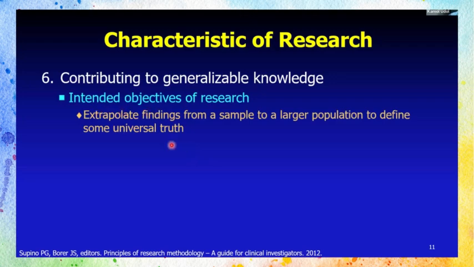So this is the intended objective of research. For any research, we need to extrapolate findings from a sample to a larger population to define some universal truth. So we don't stop just at the sample. We need to infer to the population. For a quality improvement project, we stop just at that sample. We know the answer, we know how to solve the problem in that particular situation. We don't have any intention to generalize that knowledge to other situations. So that's different from research.